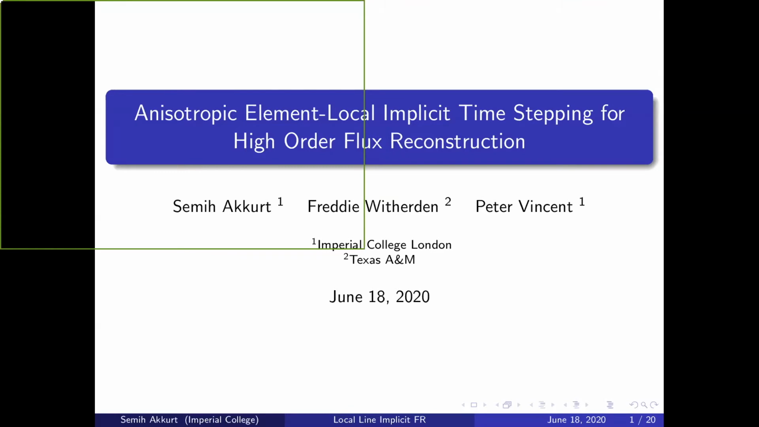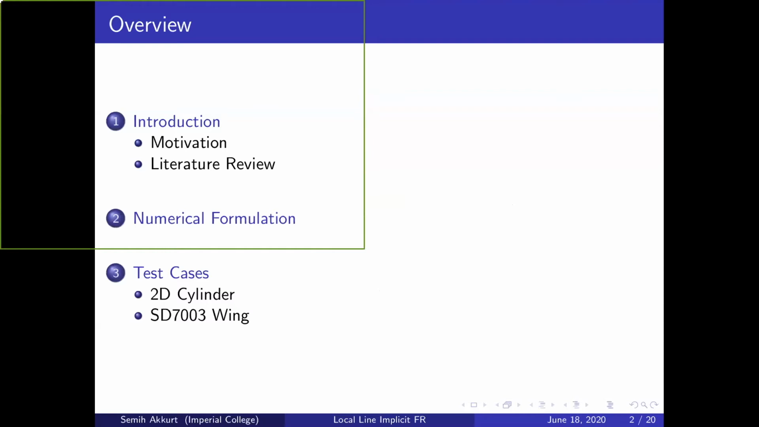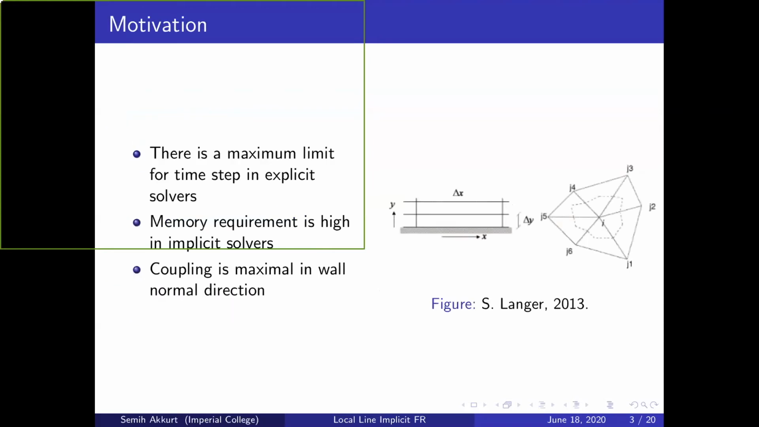My talk today will be about introducing a local line coupling in the context of high-order flux reconstruction schemes. I would like to emphasize differences between explicit and implicit solvers in the beginning.